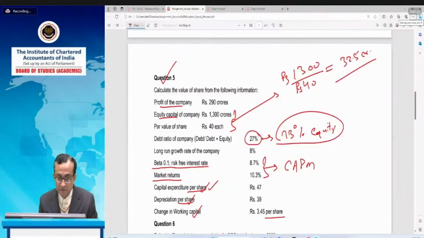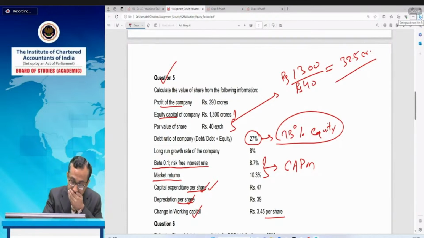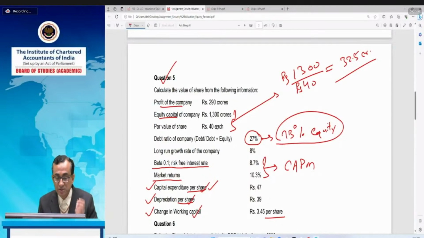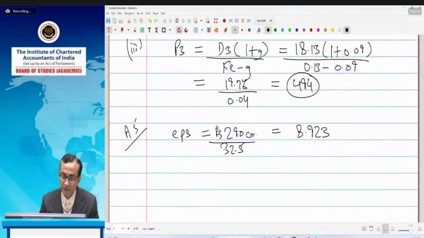So if you understood that, first of all, EPS has to be calculated. Why? Because all these figures, capital expenditure, depreciation, and working capital are given on per share basis. That is why the profit has been calculated on per share basis also. Simply we calculate the EPS, profit after tax divided by the number of equity shares. So number of equity shares not given, we have calculated it 32.5 and we divide this profit figure by the number of equity shares. That is 8.923 is the EPS.